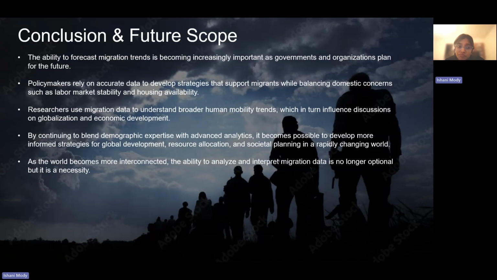And mostly, I think policy makers and researchers tend to benefit a lot from the migration analysis because it helps them develop strategies for their local markets, or for researchers to come up with better globalization and economic development. But overall, to conclude, I would say that in today's time, migration analysis is not optional, but rather mandatory for the world to become more interconnected.